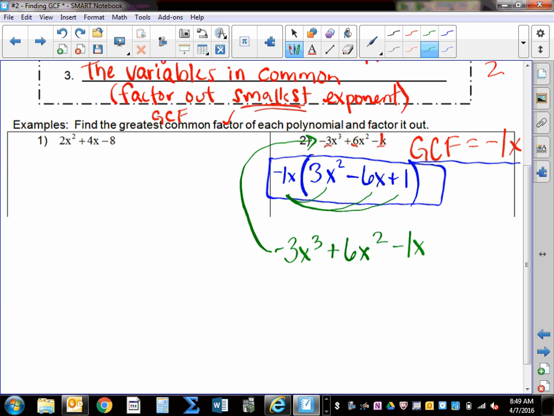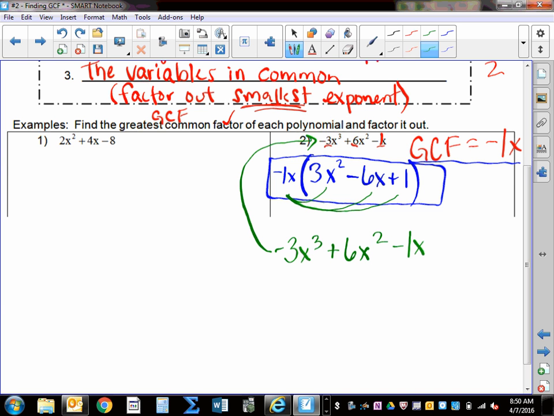Negative 1x times 3x squared should be negative 3x cubed. Perfect, got it. Negative 1x times negative 6x should be positive 6x squared. Perfect, got it. Negative 1x times 1 should be negative 6. So we're just undoing that distributive property. Some things that are untimed, like the SOL, you should be doing that to check the work.